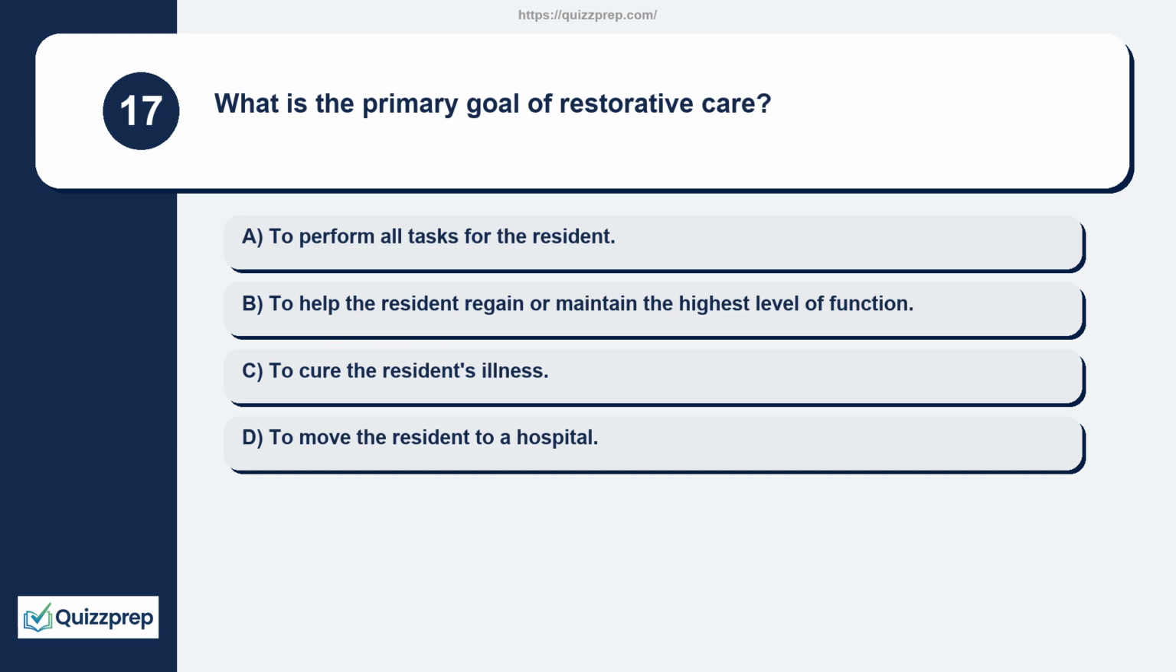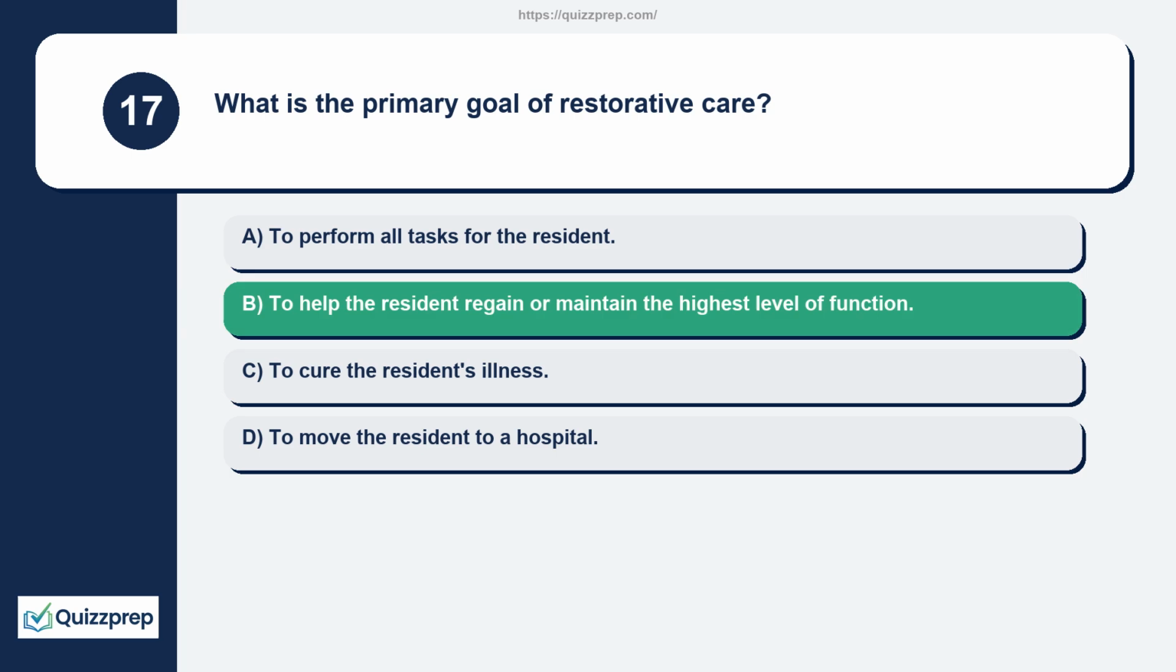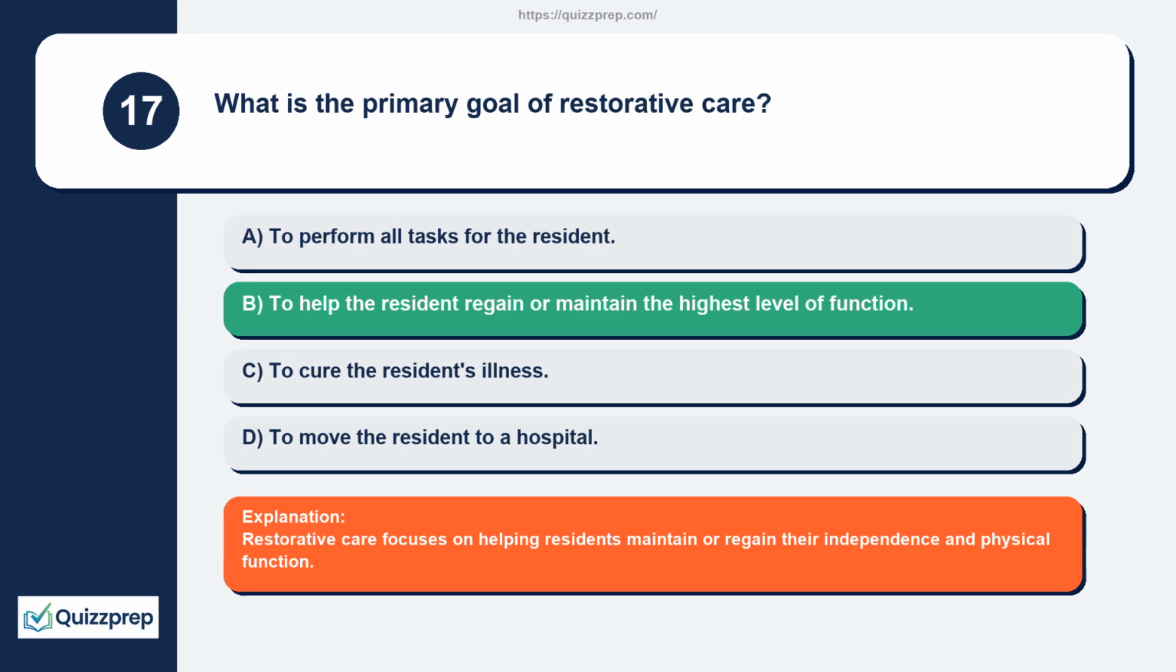Question 17. What is the primary goal of restorative care? To perform all tasks for the resident. To help the resident regain or maintain the highest level of function. To cure the resident's illness. To move the resident to a hospital. Restorative care focuses on helping residents maintain or regain their independence and physical function.